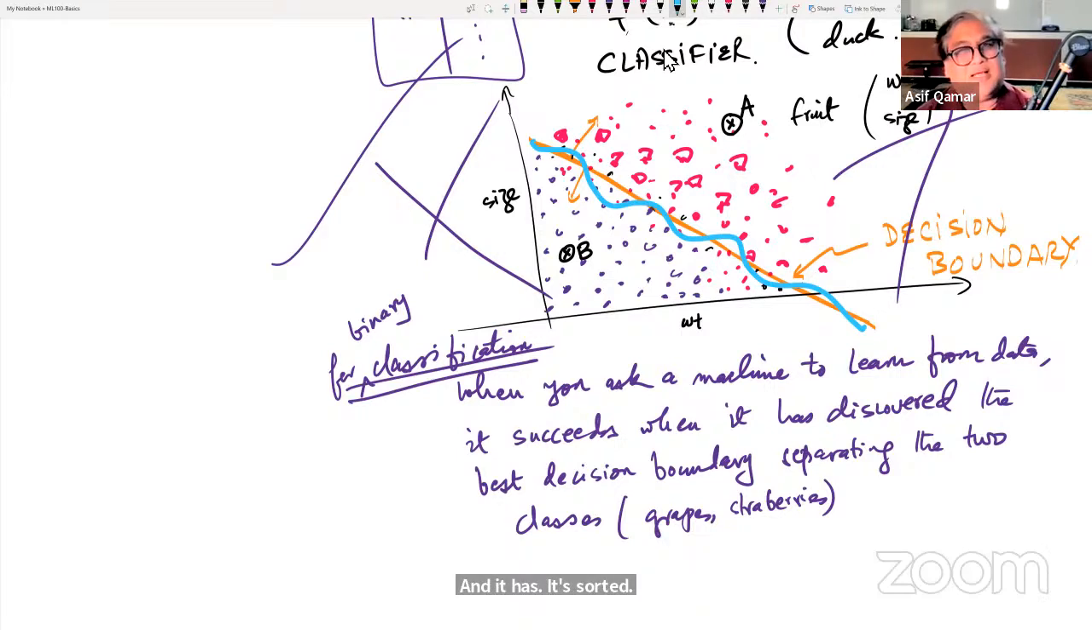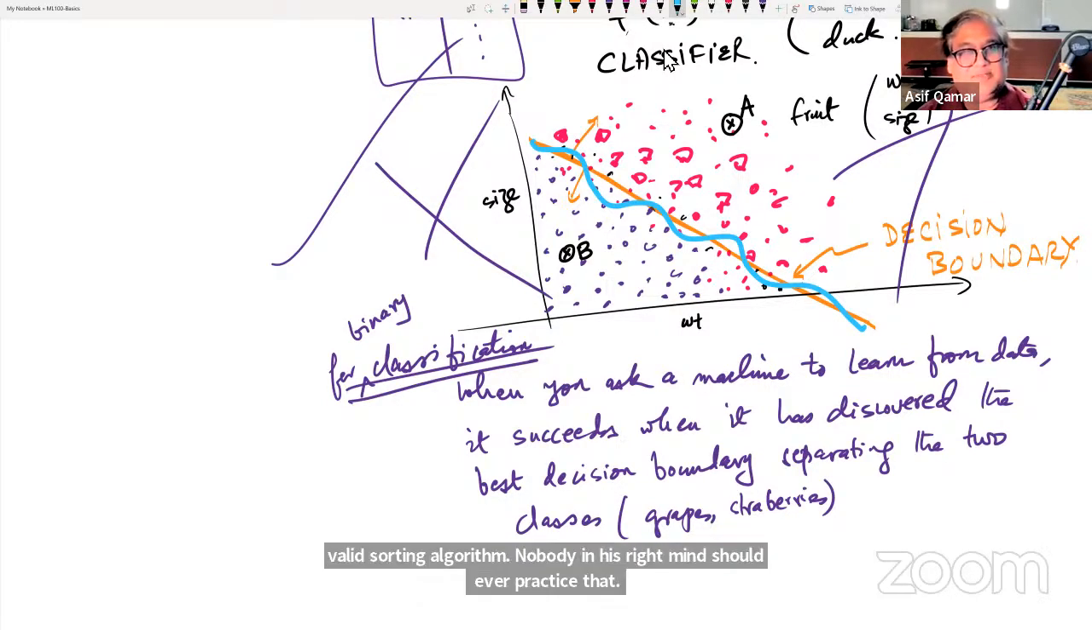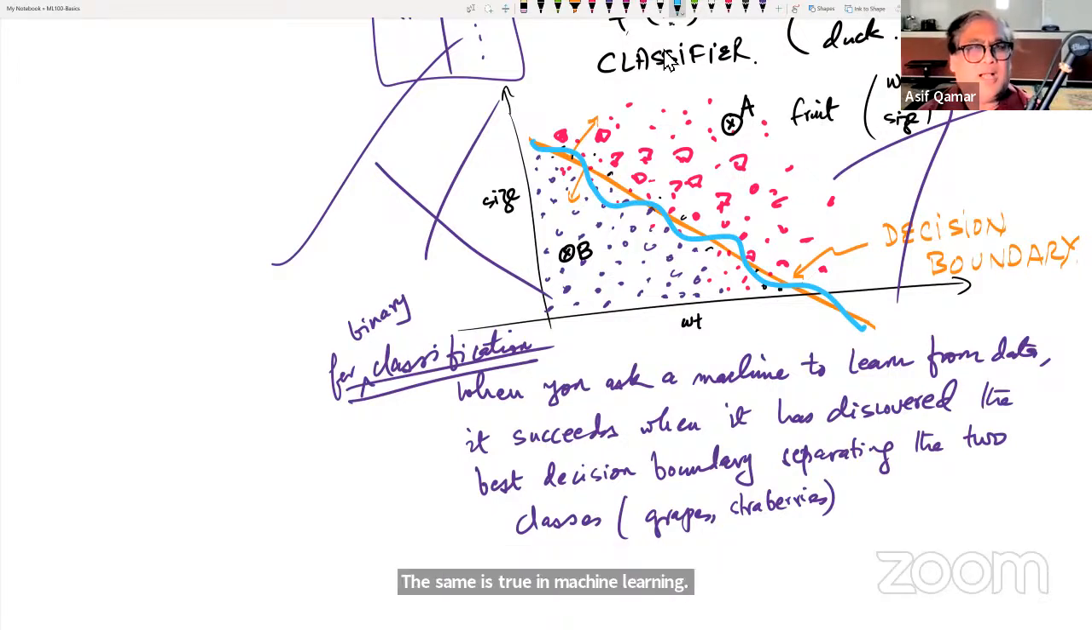Now you would agree that, while that's a valid sorting algorithm, nobody in his right mind should ever practice that. Right? It will be prohibitively expensive, especially as the data set sizes grow and the number of permutations grow. The same is true in machine learning. You cannot just say, I'll keep on drawing decision boundaries till I hit upon one that is good. Here the situation is much worse. Good compared to what? There might be even better one.